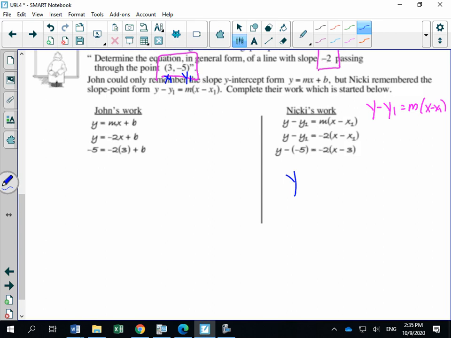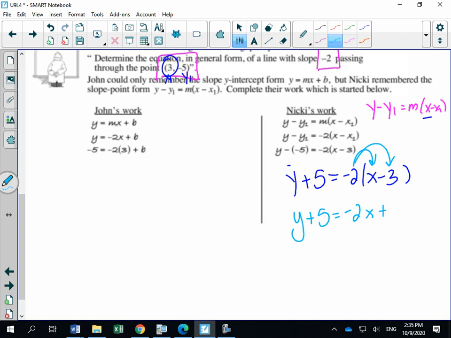So y minus negative 5. Instead of writing y minus negative 5, I'm going to write y plus 5 is equal to the slope, open bracket, x minus x1, and x1 is 3. Again, remember this was y minus negative 5, which gives you y plus 5. Okay, we are in slope point form. They want us to go to general, but before we can go to general, we've got to get rid of this bracket. So y plus 5 is equal to negative 2x plus 6.